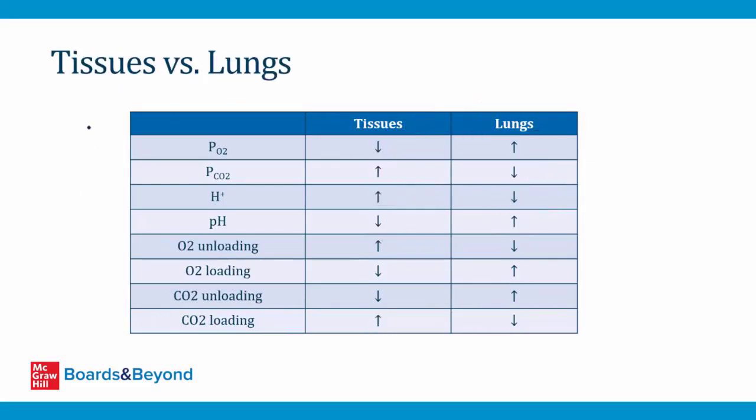And then on this slide, I've placed another table summarizing the differences between tissues where the O2 content is relatively low and lungs where the O2 content is relatively high. I won't go through every row in this table. This is all things we've summarized on the last few slides, but make sure you understand these differences.